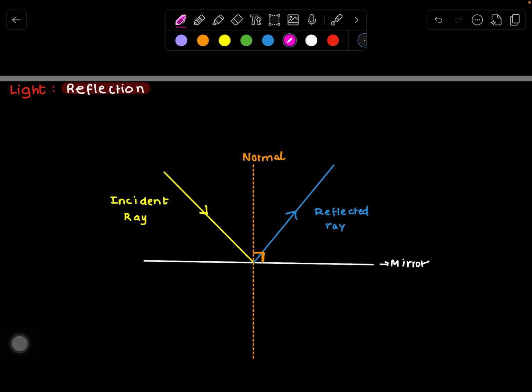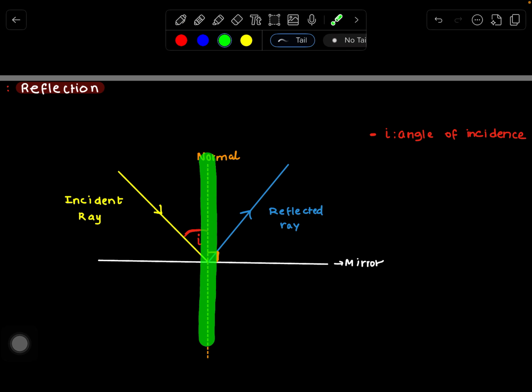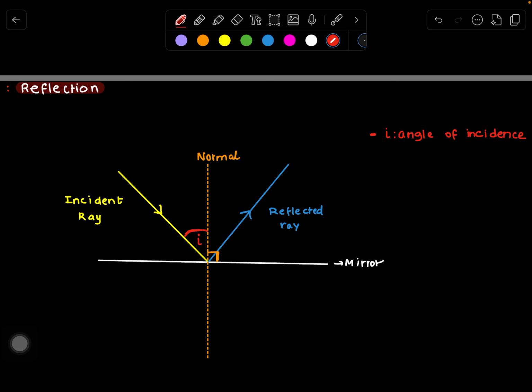अब normal और incident ray के दरमियान जो angle होता है उसको हम कहते हैं angle of incidence. We use lowercase i for that. So this i is angle of incidence. और normal और reflected ray के दरमियान में जो angle होता है उसको हम कहते हैं angle of reflection. Lowercase r.